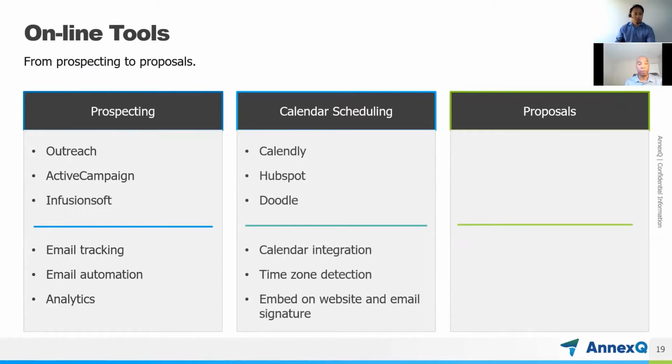Yeah. Then you have calendar scheduling. This is something I'm seeing used more and more often. Calendly is one that I use. HubSpot is another popular one. HubSpot, you can do almost anything on these days. Doodle is another one. What's important with these calendar scheduling tools is that they integrate with Outlook, Google, and some of the various calendars out there. They have time zone detection, and they can be embedded in your email signature or website.